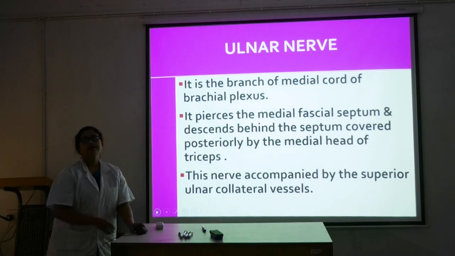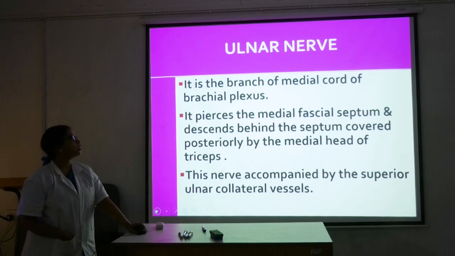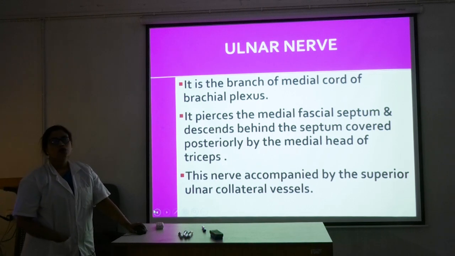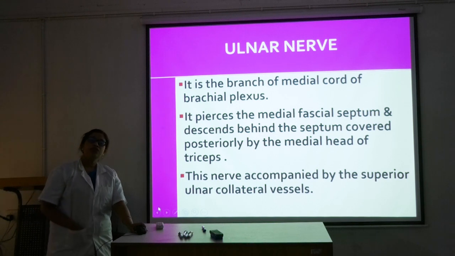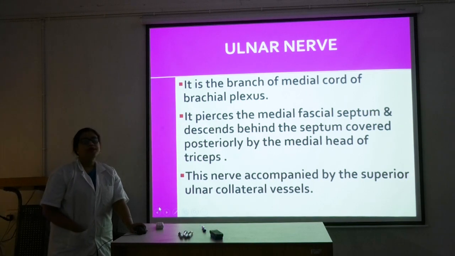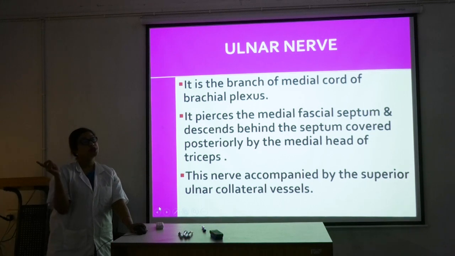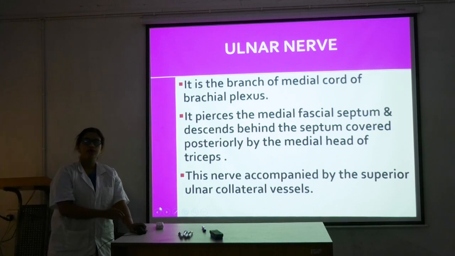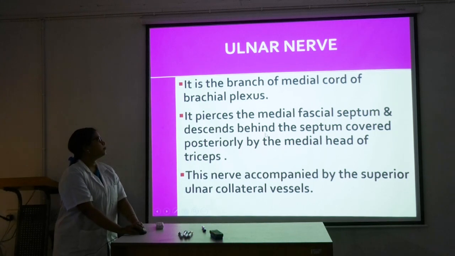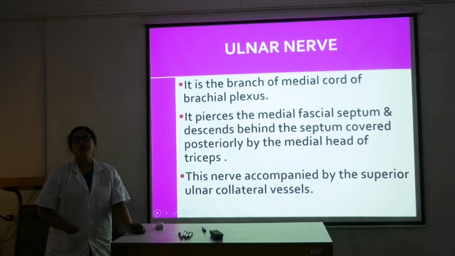Okay, next one is the ulnar nerve. So ulnar nerve is a branch from the medial cord of brachial plexus, and every nerve root value is very much important, in the brachial plexus as well. So it pierces the medial fascial septum. So right from here an MCQ comes: lateral fascial septum is pierced by radial nerve and medial one is pierced by ulnar nerve. Okay, then it descends behind the septum, covered posteriorly by the medial head of triceps.